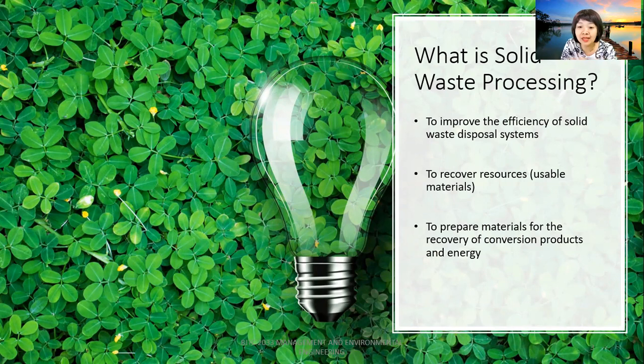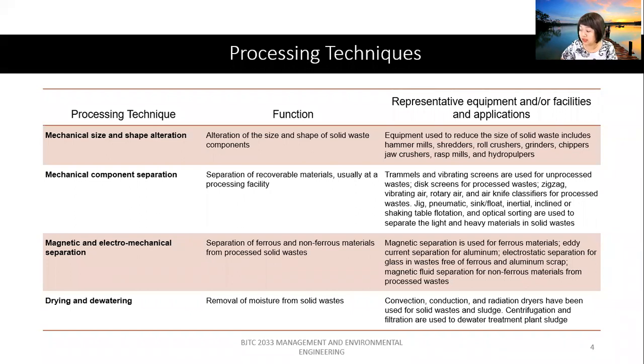Okay, so second is to recover resources, some things that we can reuse, and also to prepare the materials for the recovery of conversion products and energy. Okay, so these are the processing techniques that we currently have. There are four processing techniques. The first is mechanical size and shape alteration, so we alter the size and the shape of the solid waste components. Second is mechanical component separation, so we separate it using mechanical means so that we can recover the materials.